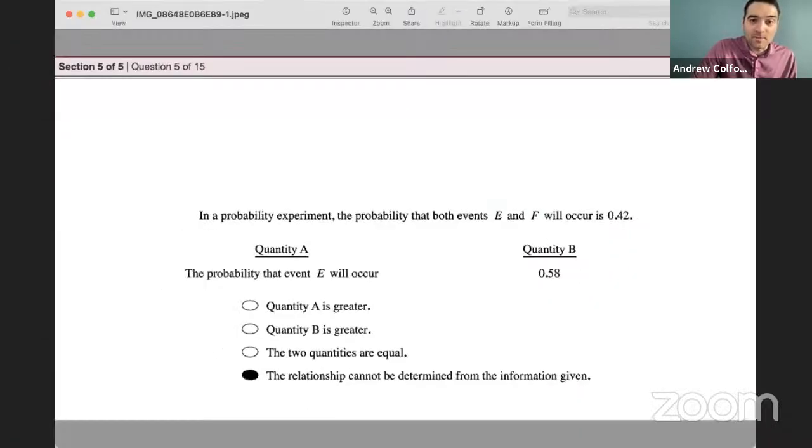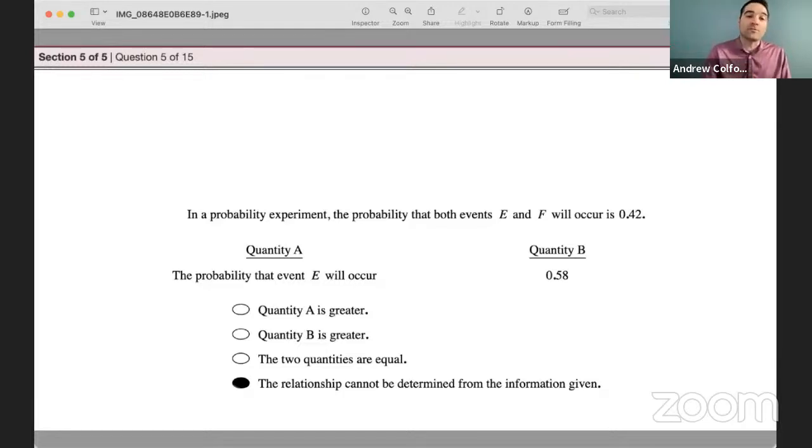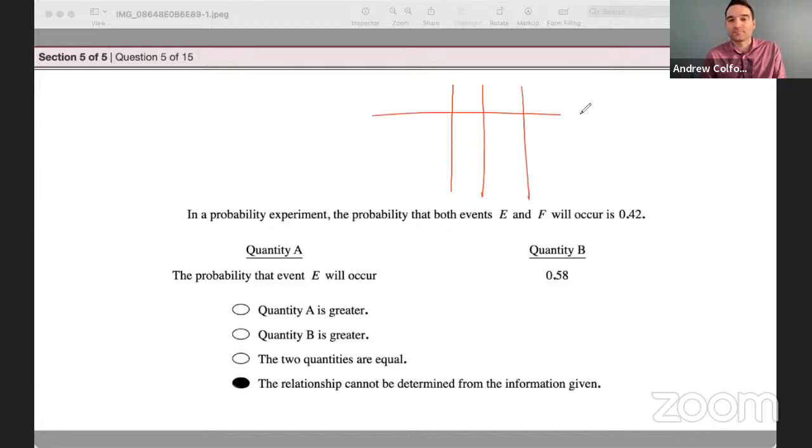Probability experiment. The probability that events E and F will occur is 0.42. The probability that E will occur, or 0.58. This is an example of, and I know it doesn't seem like it, overlapping sets. I have these two events. I don't know if they're independent, mutually exclusive, whatever. But basically, there's the probability that E happens and the probability that E doesn't happen, that's E and not E, and the probability that F happens and the probability that F doesn't happen.